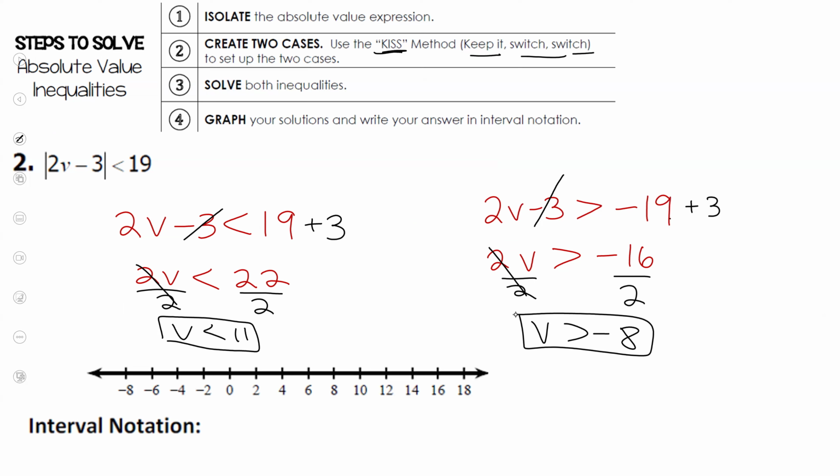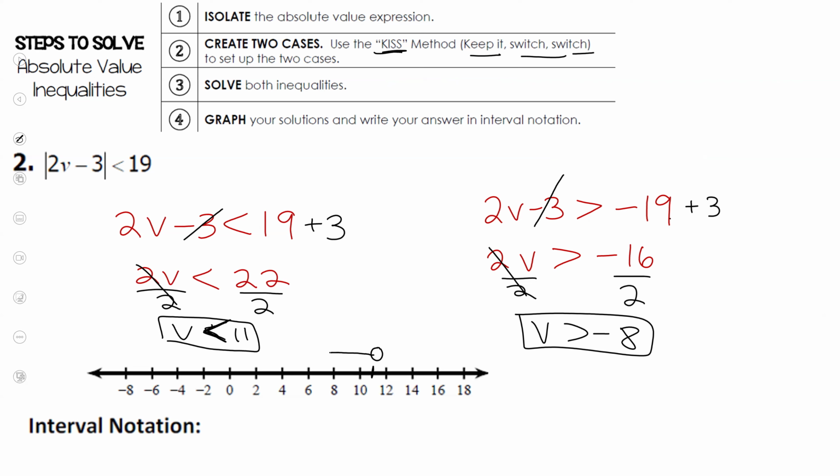Okay, so guys, let's go ahead and graph this. The first one says b is less than 11. So everyone go to 11. What kind of dot am I going to use? An open dot. And which way will I face? Left, because it says less than.